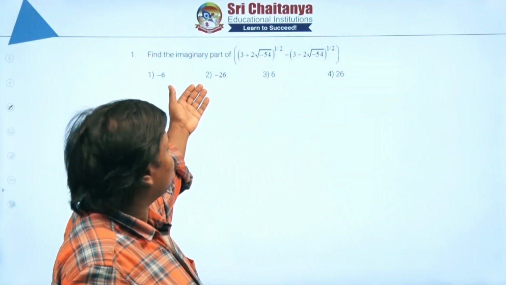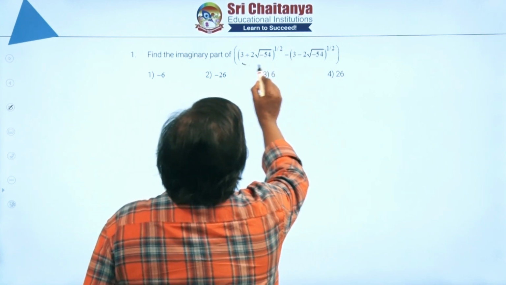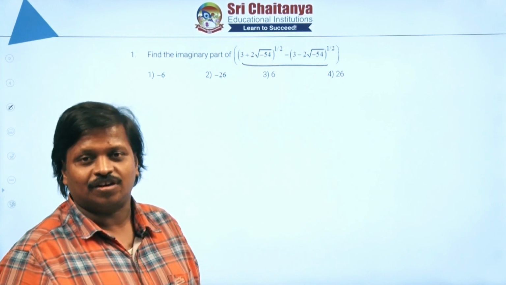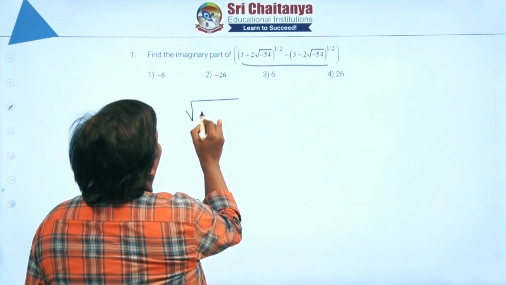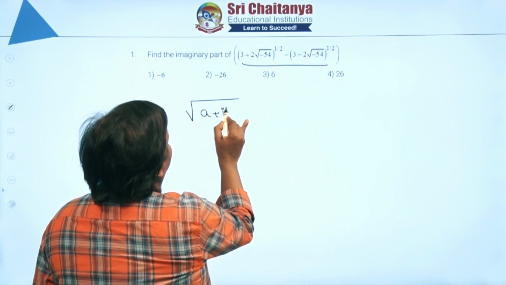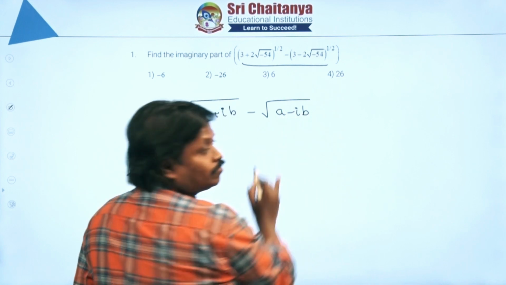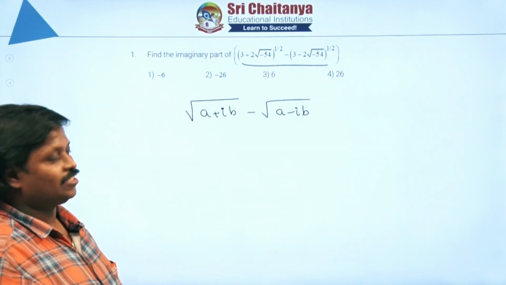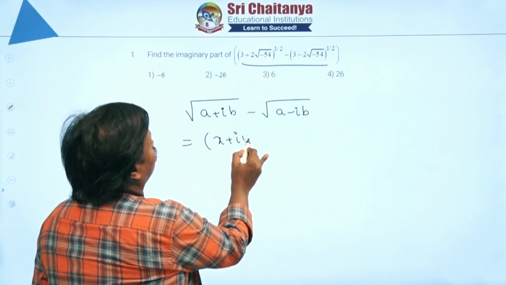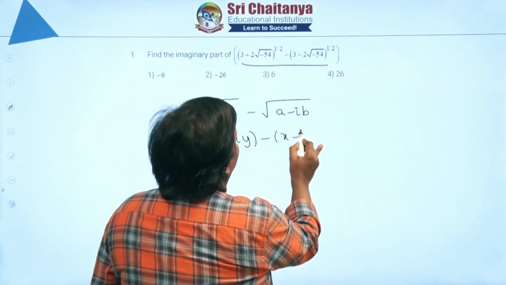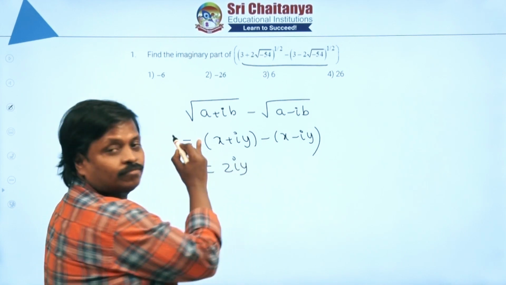Okay, this is the first question, which came from complex numbers. This is a very small concept of finding the square root of a complex number. Here, it is in the form of root of a plus ib minus root of a minus ib. So if I say that this is x plus iy minus x minus iy, which will be calculated as 2iy.